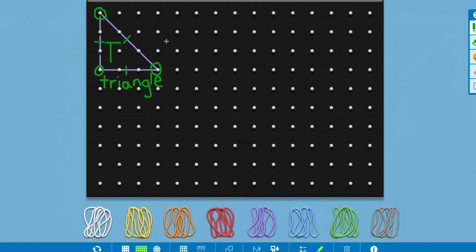The next shape that you would create would be a square. The next one would be a rectangle. The next one would be a pentagon. And the next one would be a hexagon. Now, we also study circles in first grade. However, if you want to get out of this pen option, just exit out.